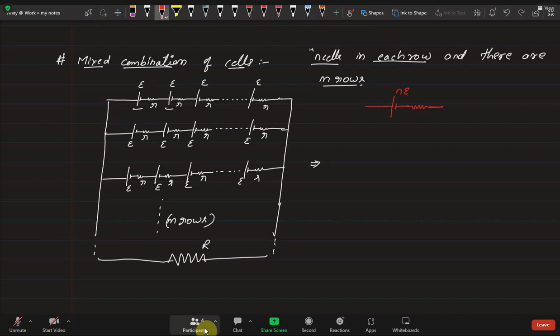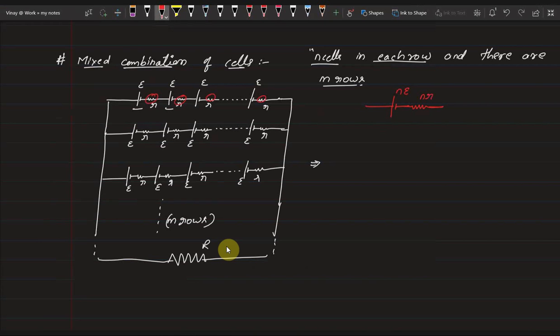Now all the cells are in series, right? Then all the internal resistances are in series. Therefore, n times r is the effective internal resistance. This is for the first row. And similarly for the second row, effective EMF is nE and effective internal resistance nr. And similarly for the third row, you can write it as nE and this is nr.